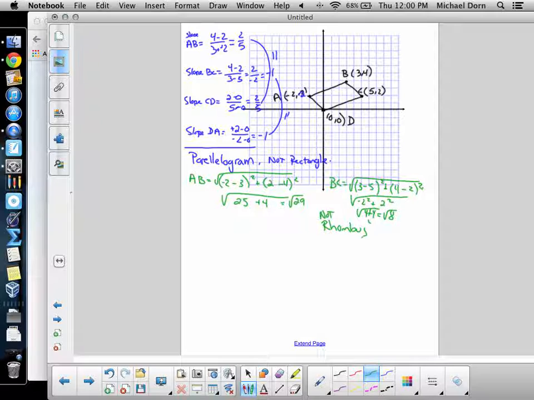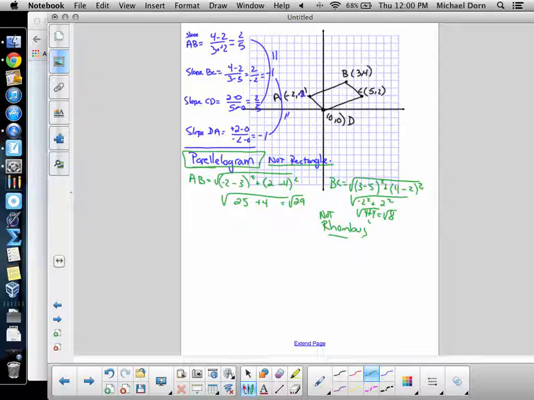It's not a rhombus. It's not a rectangle, but it is a parallelogram. And that's the most specific name we can give it. No, it's not a kite. We showed this is a parallelogram right here. Both pairs of opposite sides are parallel. So we already knew it was a parallelogram. We're just trying to figure out what type. In this case, just a plain old parallelogram.